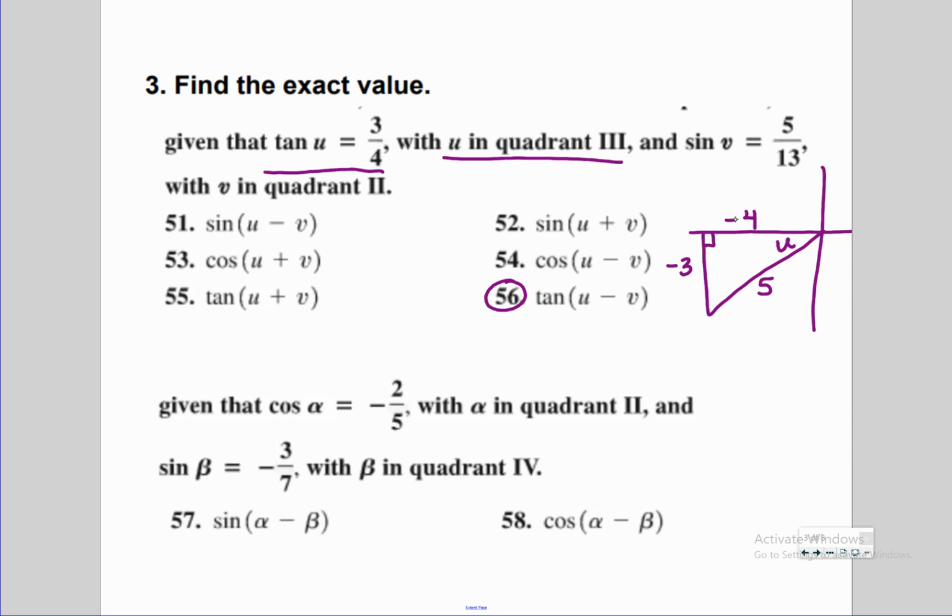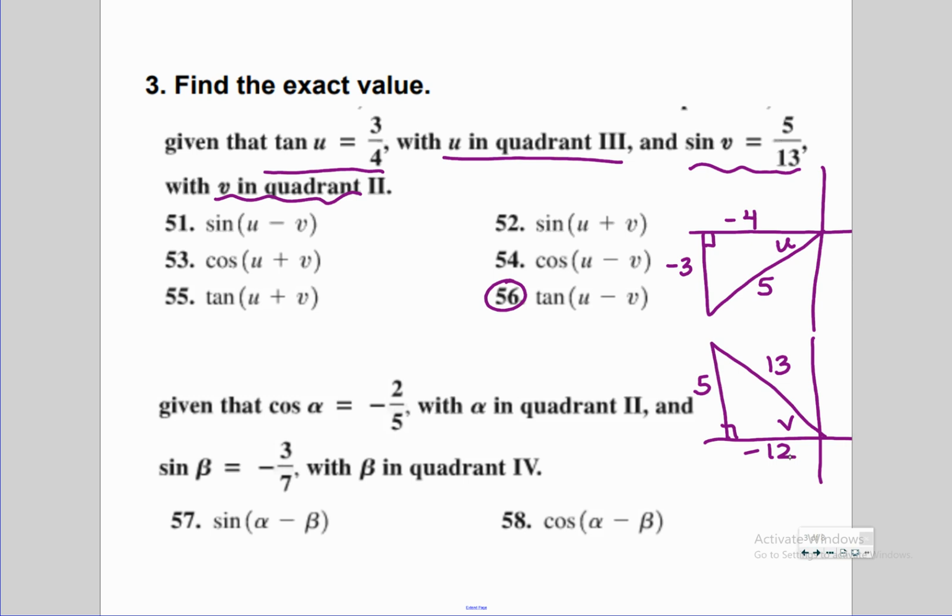Okay, then I also have sine of V is 5/13, and V is in quadrant 2. So I'm going to do the same thing. I'm going to draw a triangle in quadrant 2, and this is angle V. Sine is opposite over hypotenuse. Do you know what the missing side here is? This is another triple. 12, and it's negative because we're in quadrant 2.